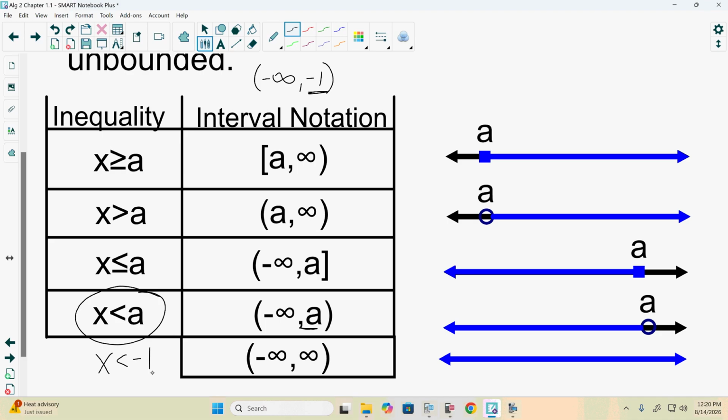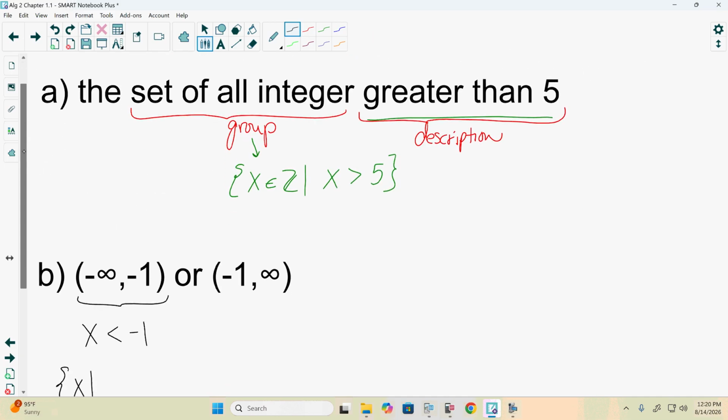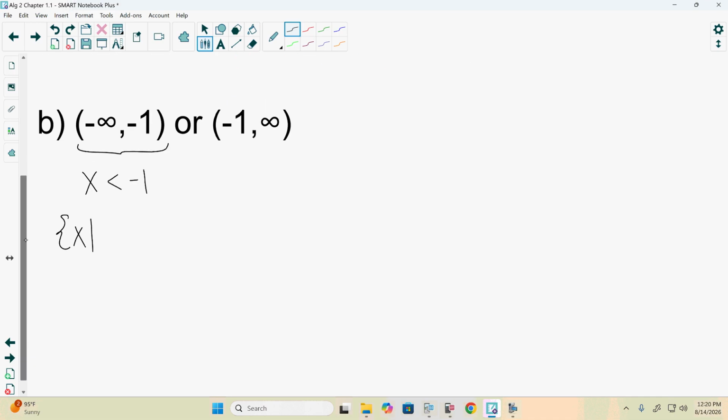Because again, these four here describe all unbounded intervals. We just need to know what a is, because a is representing any real number. So we have that first part there, yes? Let's look at the second part. Negative 1 to infinity. So we're saying we want all the numbers that are greater than negative 1. It's not going to be equal to negative 1, because if it was, we would have a bracket next to that negative 1. So here we want x is greater than negative 1.